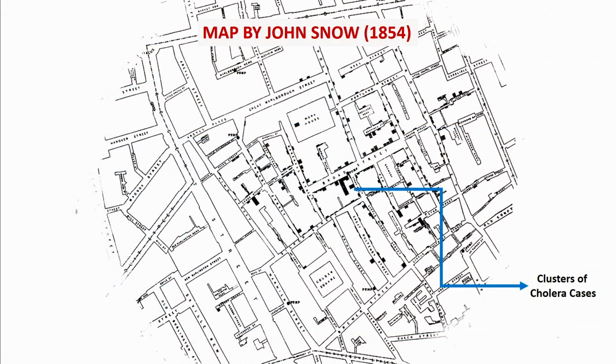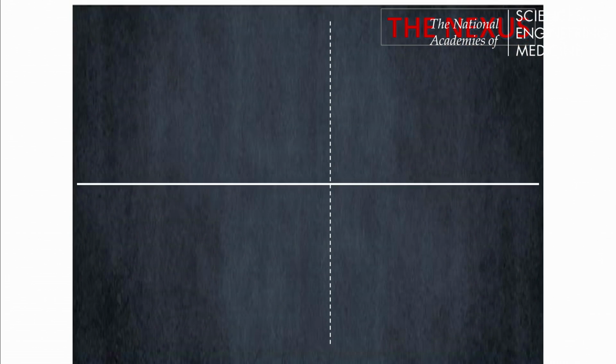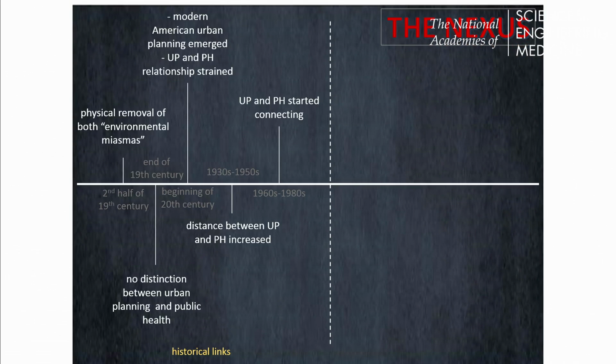We all have seen this map, right? It was created in 1854. This shows the connection between planning and public health. In fact, if you look at the historical nexus, planning and public health were the same by the end of the 19th century. They were even called blood cousins with common ancestry. So everything was together.